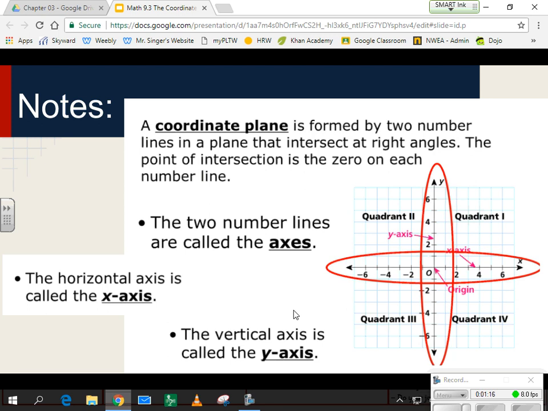So there are four quadrants when you split it up. Quadrant 1 is the top right, quadrant 2 is the top left, quadrant 3 is the bottom left, and quadrant 4 is the bottom right. Now the two number lines are called the axes. The x-axis goes horizontally, and the y-axis goes vertically. So have those down in your notes before moving on.